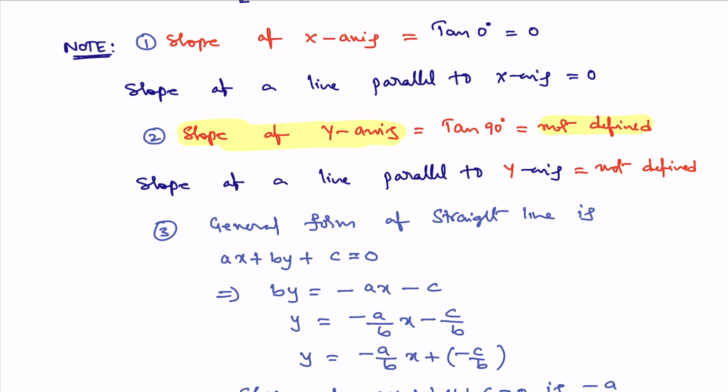Slope of y-axis? Not defined. Slope of a vertical line? Not defined. Slope of a line parallel to y-axis? Not defined. Right. Slope, third formula: if the given line is in general form, ax plus by plus c equal to 0, then what is the slope of the line formula? Minus a by b. Minus x coefficient divided by y coefficient.